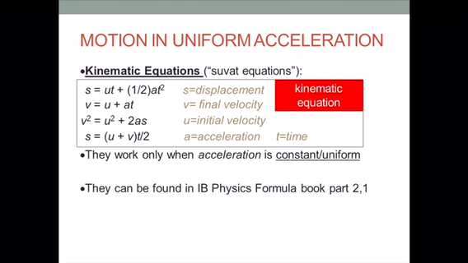For instance, let's look at the first formula. We have s, u, t, and a. In that formula we do not see final velocity or v. Hence, if we don't have v, we can use this formula if we know the other variables in here. Similarly, all formulas have only 4 variables out of the 5 from the Suvat. The second one does not contain displacement, the third one does not contain time, and the fourth one does not contain acceleration. It's important to remember that these formulas work only when acceleration is constant or uniform.